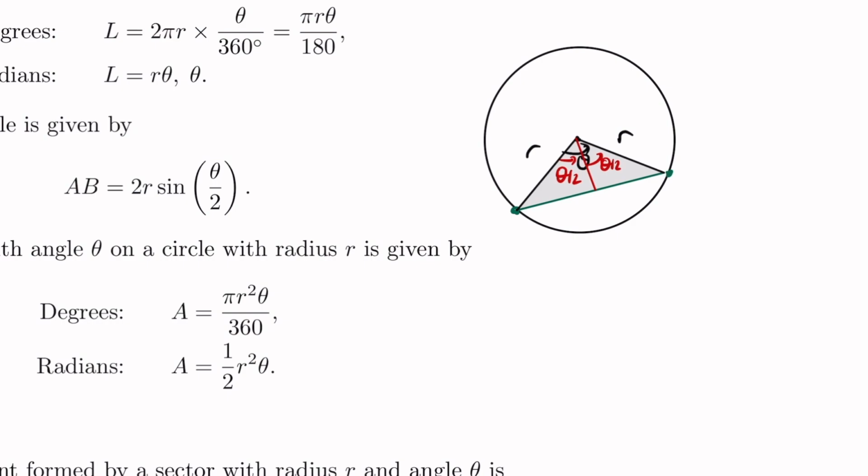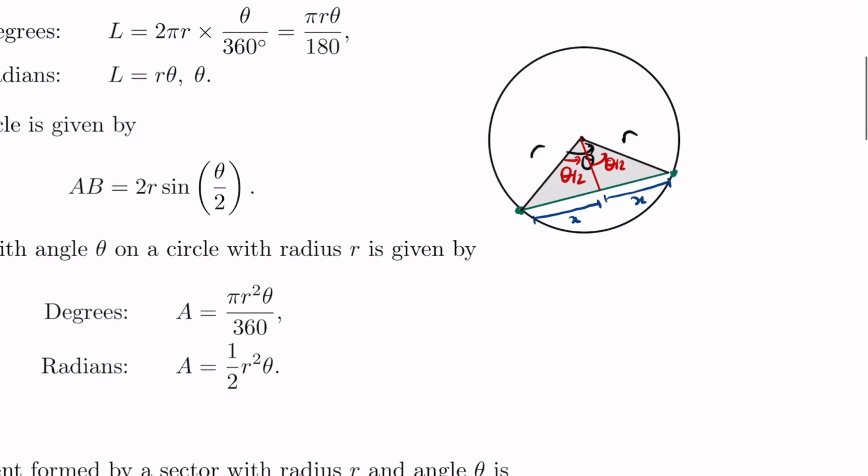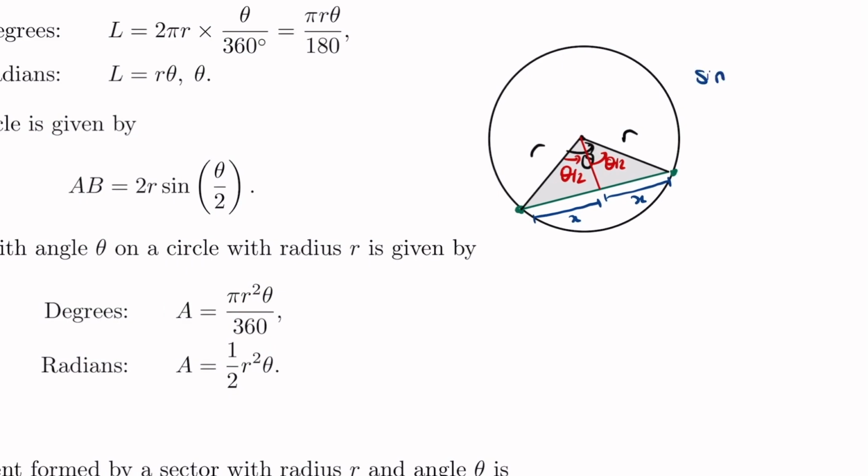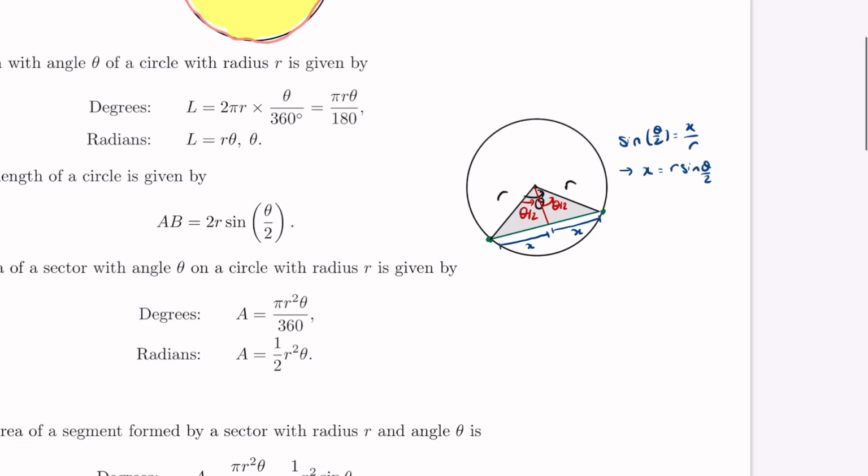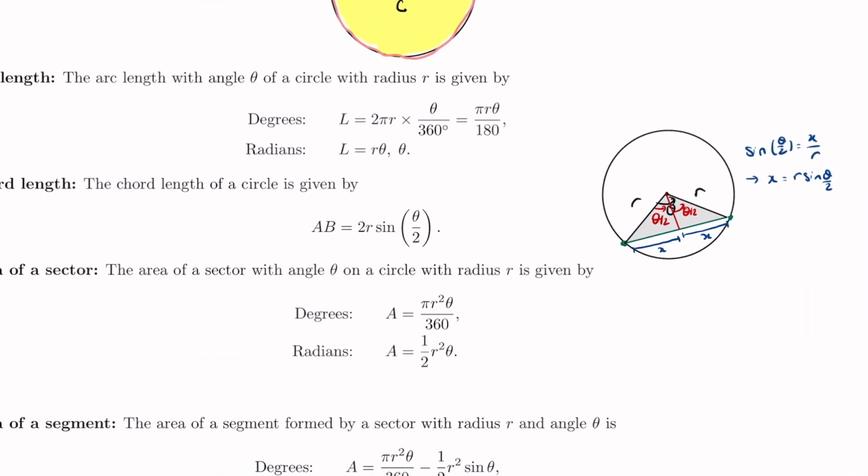Since we split the chord down the middle, we know that this length is going to be the same as this length, and we just need to find one of these lengths. Having a look at this triangle, we know that sine of theta on 2 is equal to opposite, which is x, over hypotenuse, which is r. That gives you that x, which is your quantity of interest, is r sine theta on 2. But because it's two of them to form the length of the chord, it's 2r sine theta on 2, which is what our formula says.